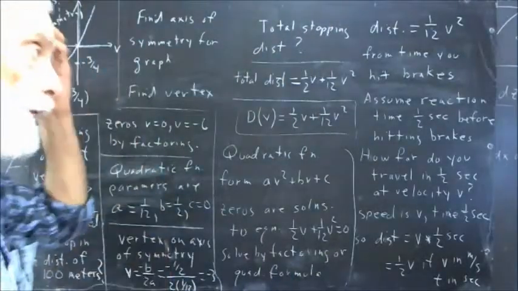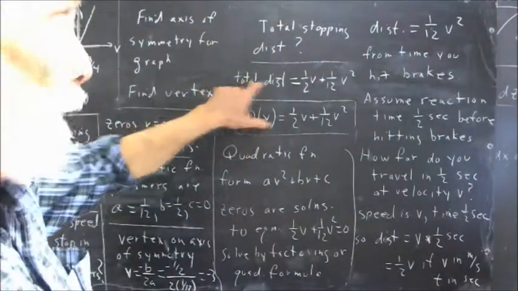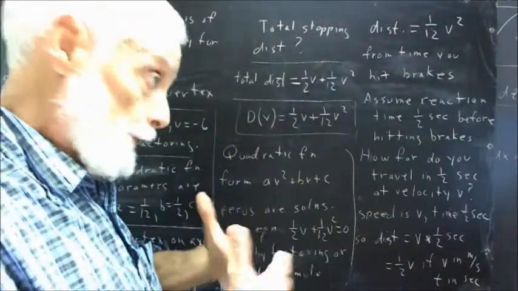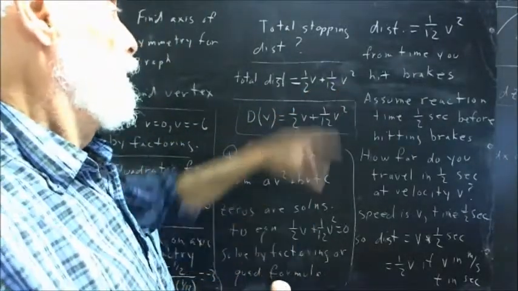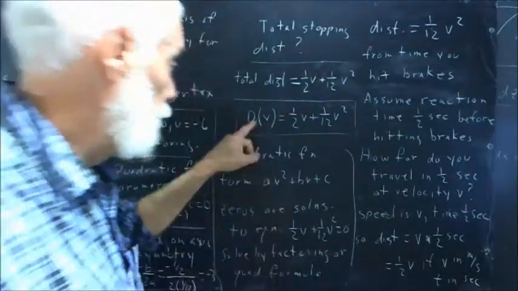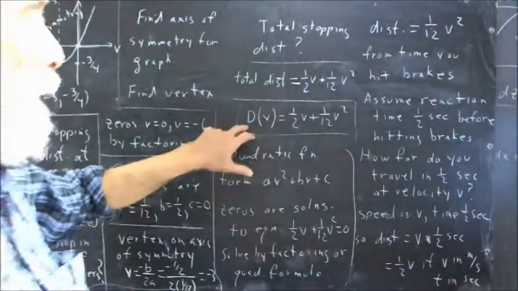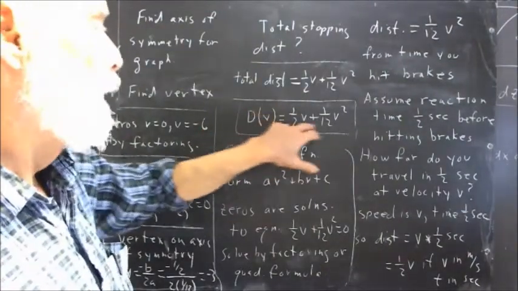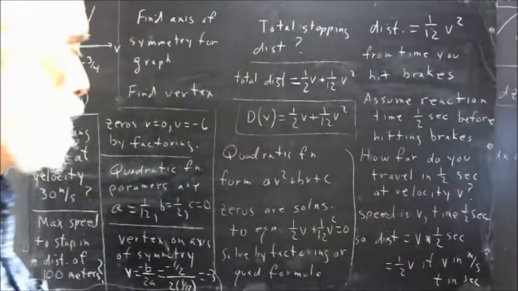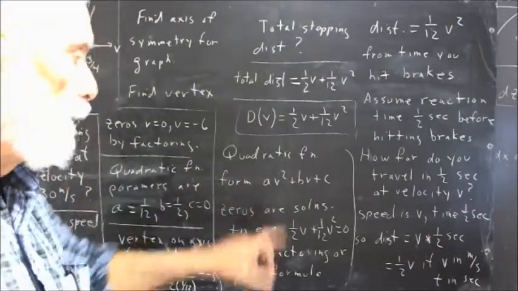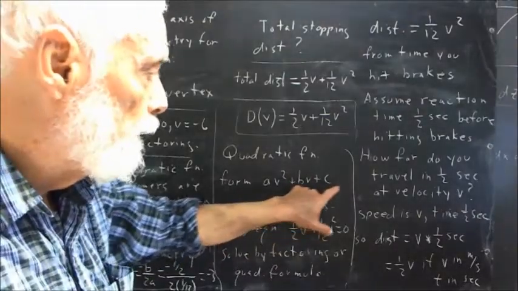So what's our total stopping distance? Well, that's going to be the 1/12 v squared that it takes to stop from the time we hit the brakes, added to the 1/2 v, the distance we move before we hit the brakes, giving us the quadratic function d of v, distance as a function of speed, is 1/2 v plus 1/12 v squared. We recognize this as a quadratic function. It's in the form a v squared plus b v plus c.